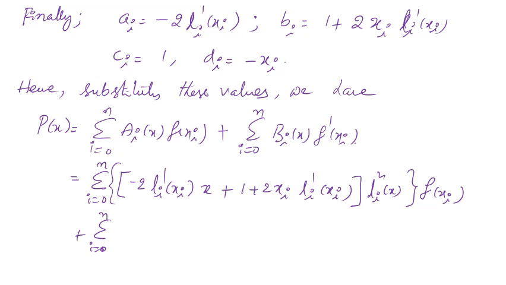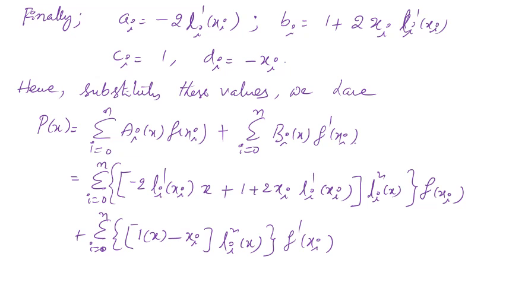What is bi? cix. ci means 1, cix means 1 into x, right? 1 into x, ci plus di, minus xi, ci plus di into li square. Done. Into li square, this is over, into f dash of xi, cix plus di into, right? Done.